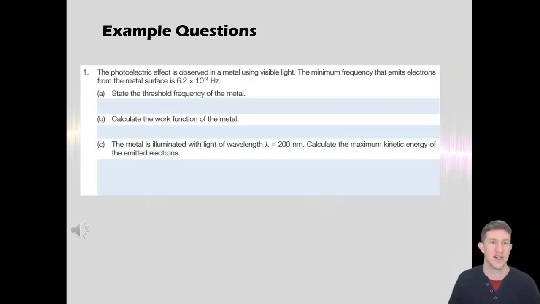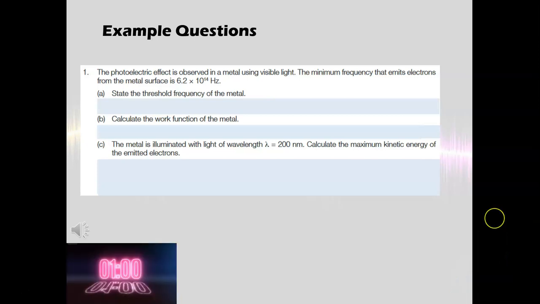So have a go at these questions. Using the photoelectric effect, visible light, minimum frequency is given: state the threshold frequency, and calculate the work function using that formula we've just seen. Then, if we've got a metal illuminated with a given wavelength of 200 nanometers, calculate what the Kmax is for the emitted electrons. I'll give you a minute to work through that. As usual, pause if you need more time, and we'll go through the answers in 1 minute.